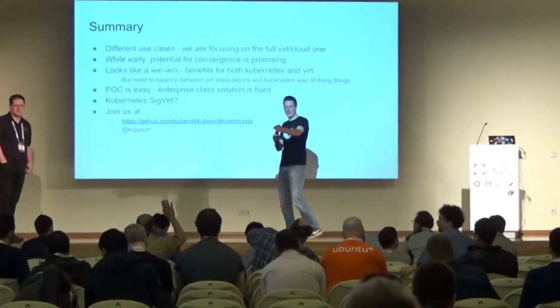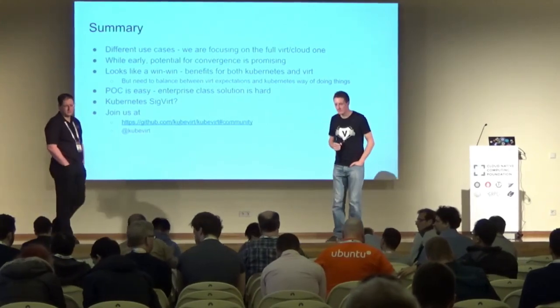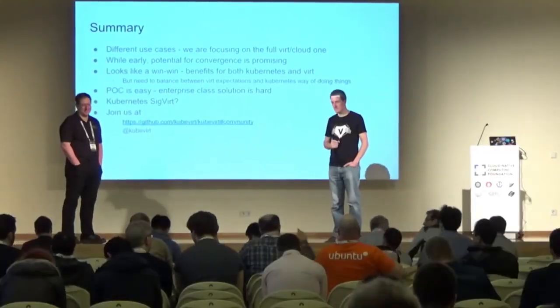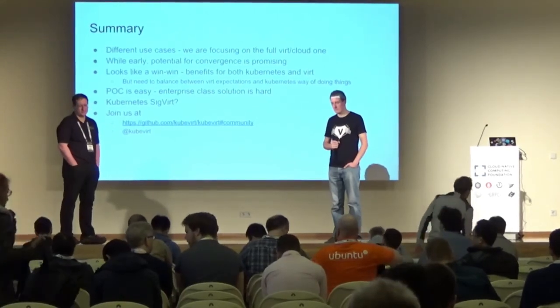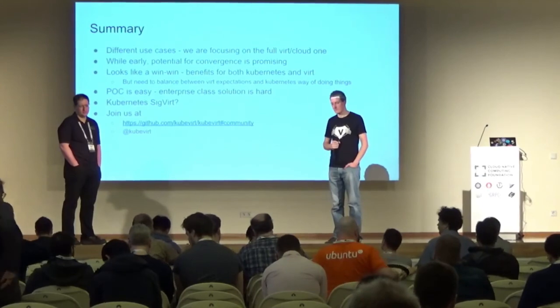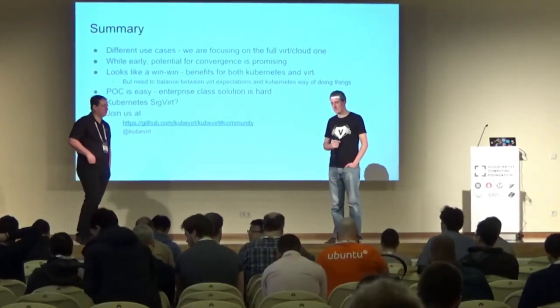I wanted you to expand on the networking part, because I find it's a big difference. Networking right now in Kubernetes is expected to start with just an individual interface. When you get to VMs, networking can be completely different. So what is your plan?